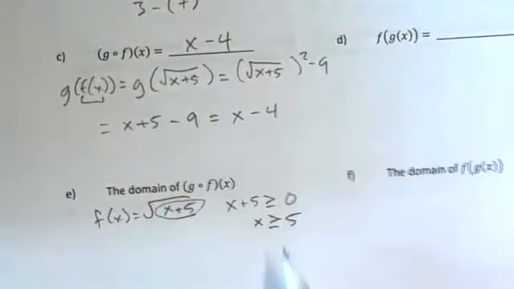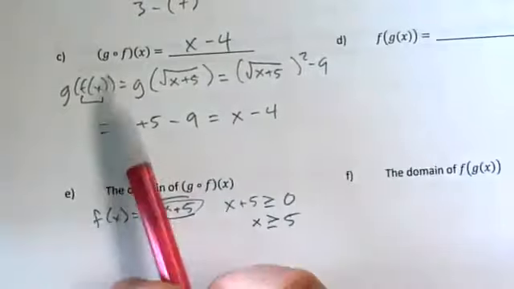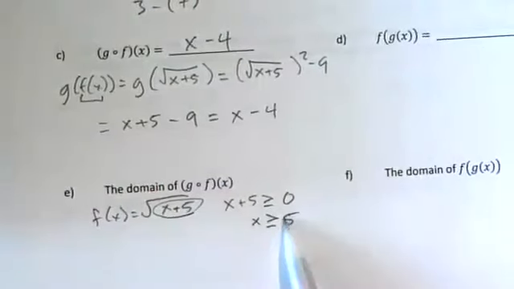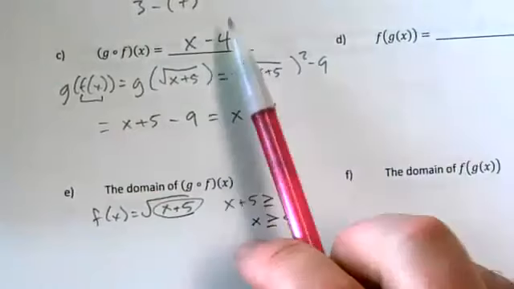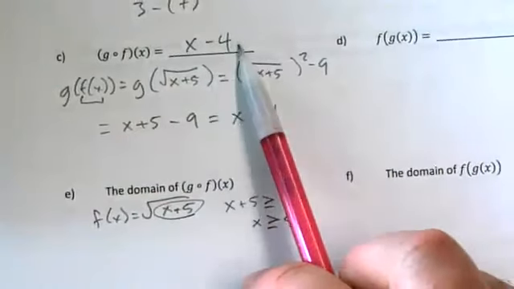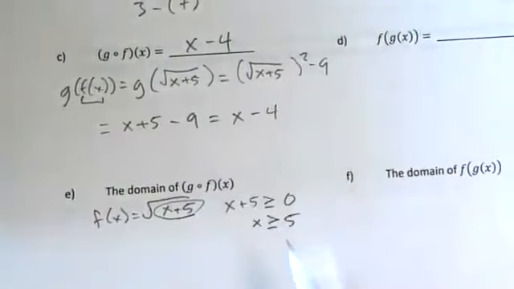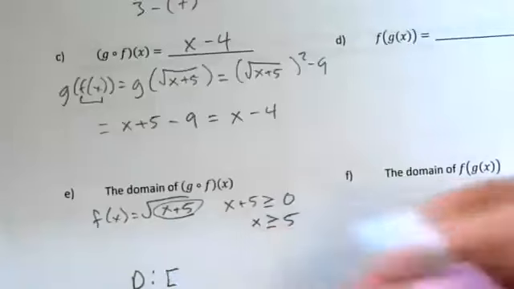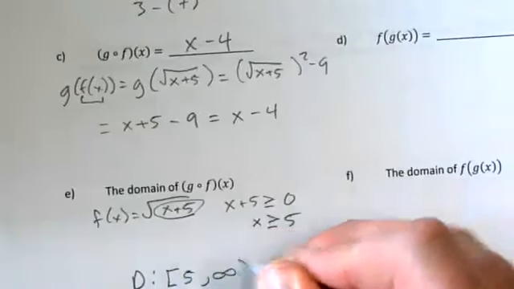So anything where that's not true is going to break the F function, which is eventually going into the G function. So this has to be included in the domain. So it's not all real numbers, because that doesn't have any restrictions. It is anything greater than or equal to -5. So the domain of G of F of X would be from -5 to infinity.